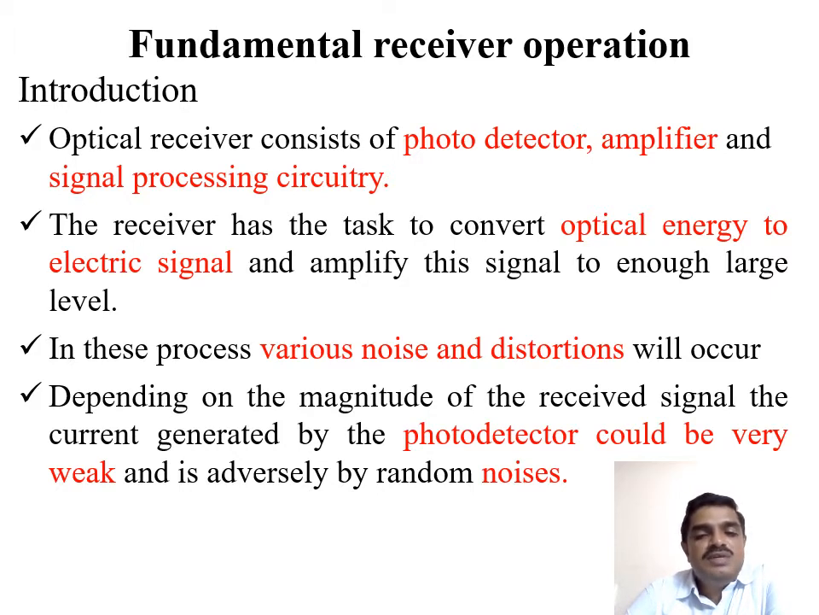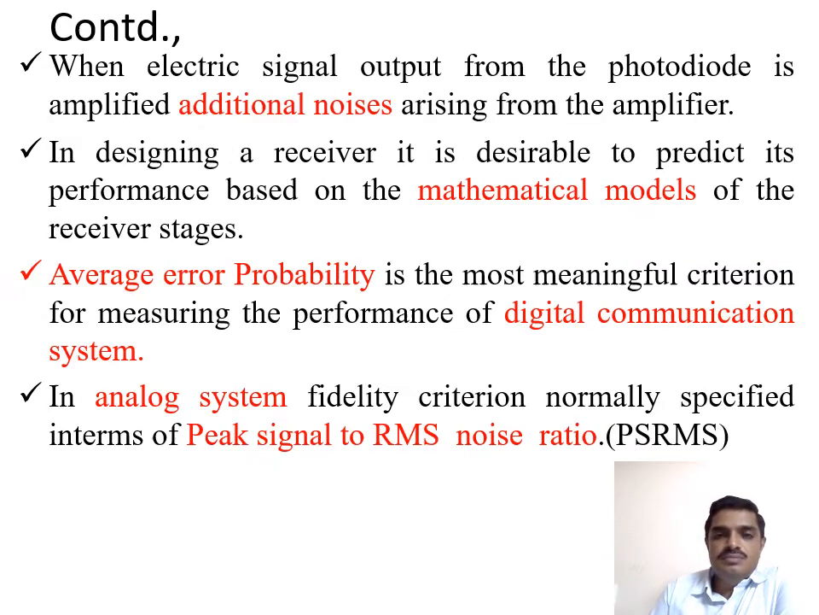In this process, various noise and distortions will occur. The received signal current generated by the photodetector could be very weak and is adversely affected by random noises. When the electric signal output from the photodiode is amplified, additional noises arise from the amplifier.